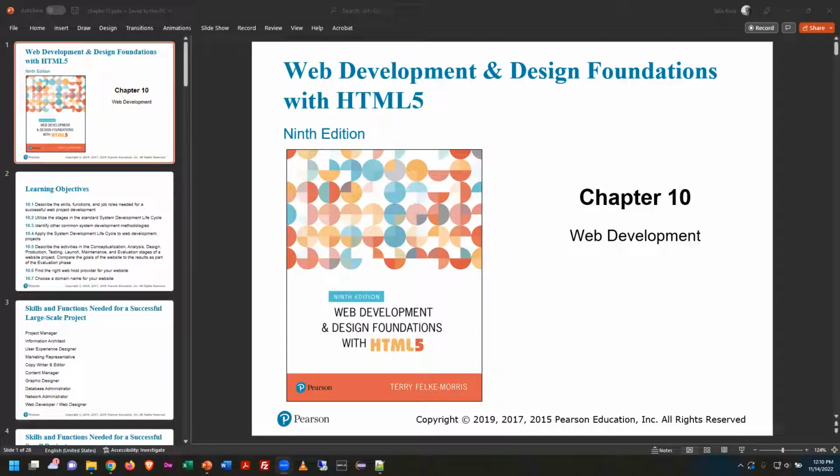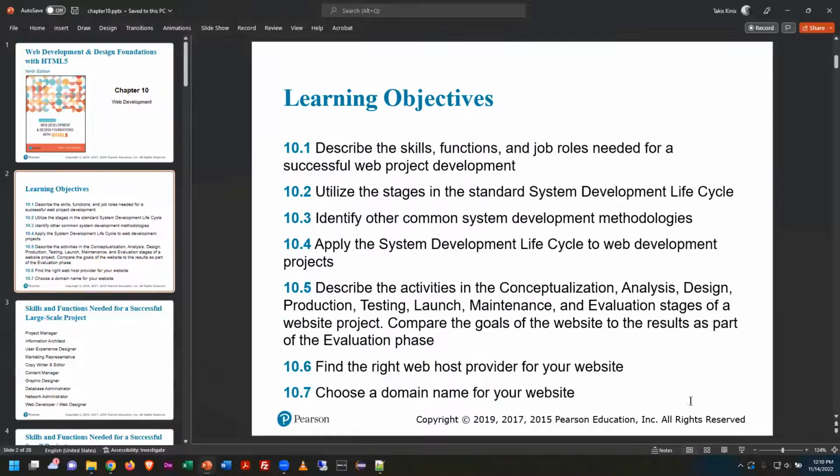Hello, everybody. We're going to be working on the chapter 10 content from our book today. And this one's kind of an interesting chapter because it deals with web development from more of what I would call a holistic standpoint.